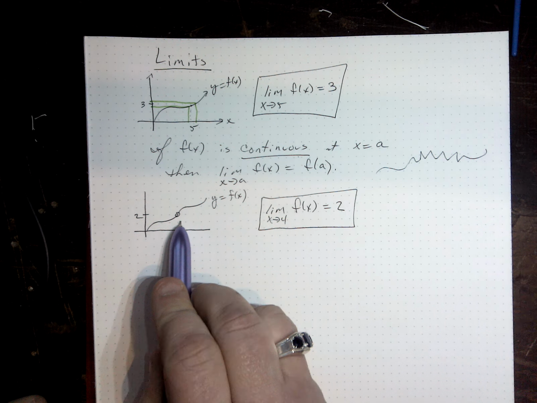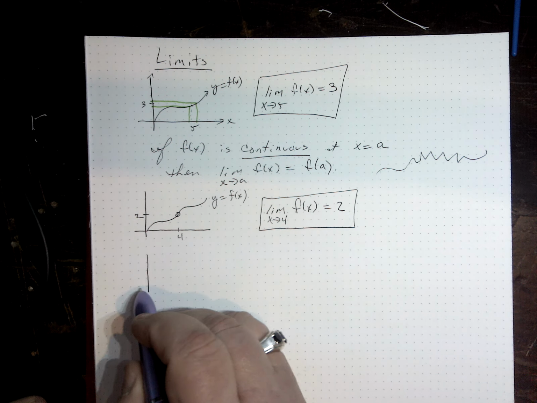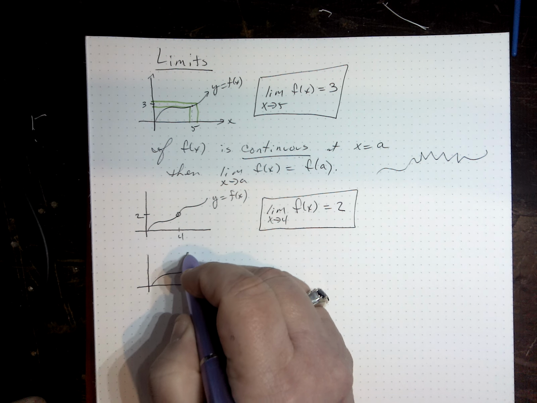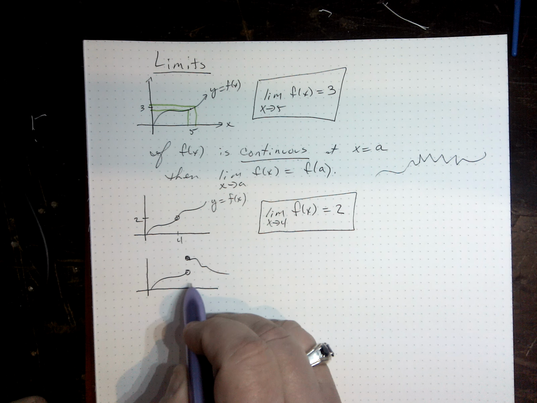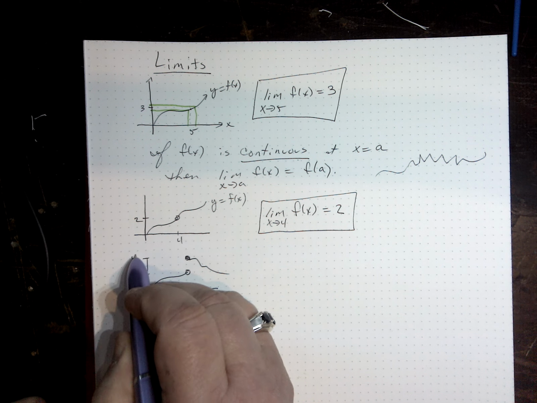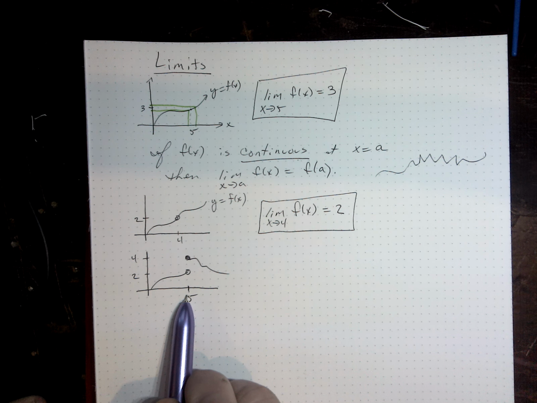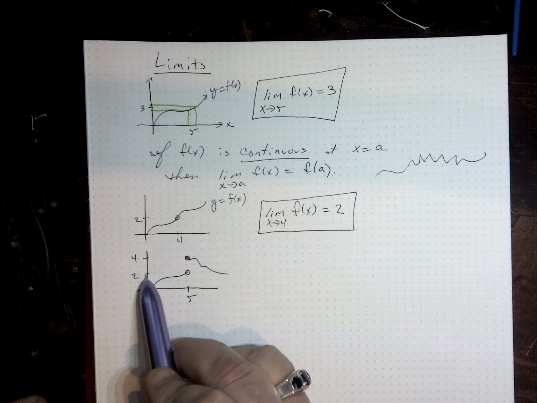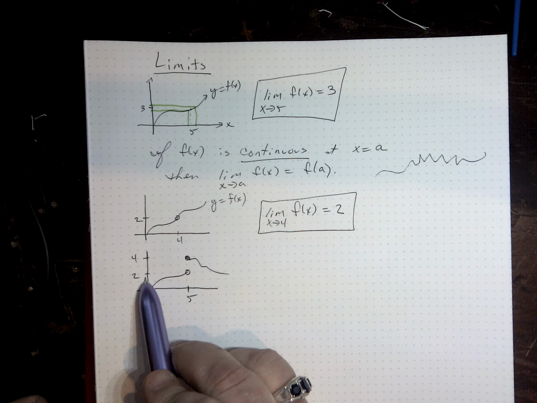Now, what if it's not a hole? What if it's not continuous? So what if we have this scenario? I draw like this. I've got a hole and a jump. And this goes off and does its thing. And let's see, we'll call that 5. This one's 2. This one's 4. So as I approach 5 from the negative side, things smaller than 5, my function is getting closer and closer to 2. So this chunk of the graph, the dot is at 2.